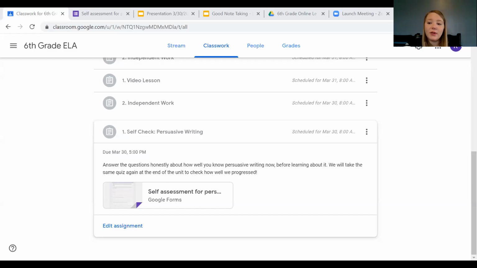We are actually going to be starting a persuasive writing unit for our first unit of online learning. So the first thing I'm going to have you do is go into Google Classroom, and I'm going to have you pause the video, not quite yet when I say, to complete a self pre-assessment. So you're going to go into Google Classroom, and at the bottom, you're going to find the self-assessment for persuasive writing. You're going to click on that.